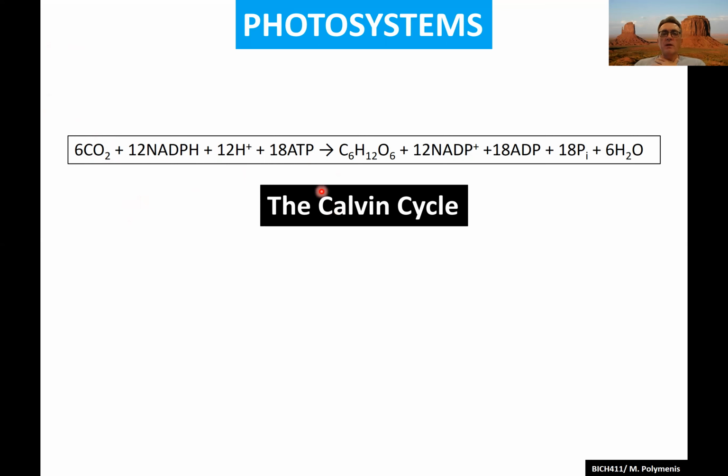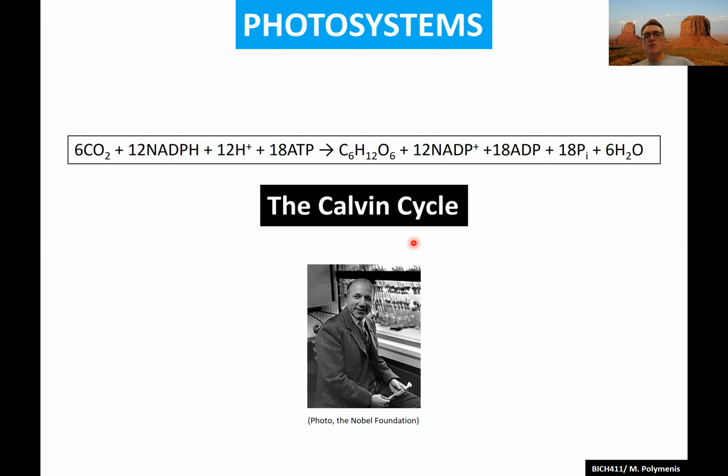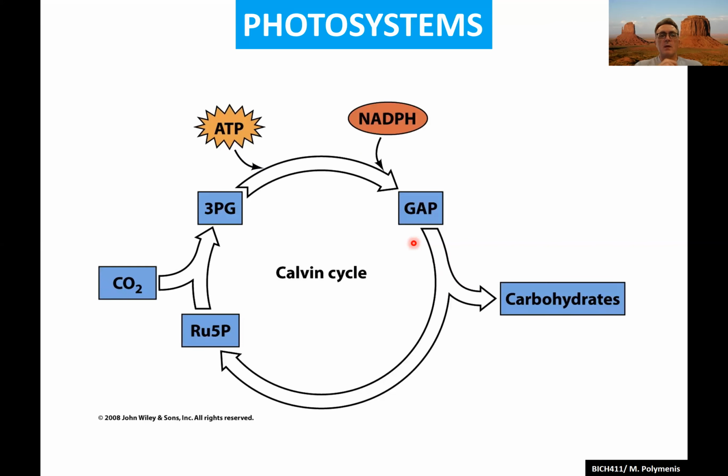It's a rather complex series of reactions, and it goes into a cycle. And the person who discovered them was Calvin in the 40s and 50s, got the Nobel Prize for it. There he is at his lab at UC Berkeley. So the overall reaction, again, it's not complete. It's a very simplified scheme.